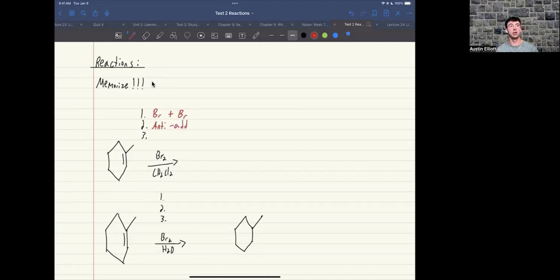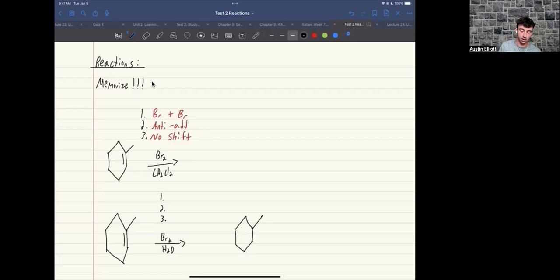In anti-addition, if you're adding two groups, one will be cis and one will be trans to the remaining molecules on, in this case, the ring or any other type of addition. And then lastly, there is no carbocation intermediate for this one, so there is no shift. So you don't have to worry about like the more substituted carbon moving around or anything. It's just going to be whatever's there is what you're going to work with.